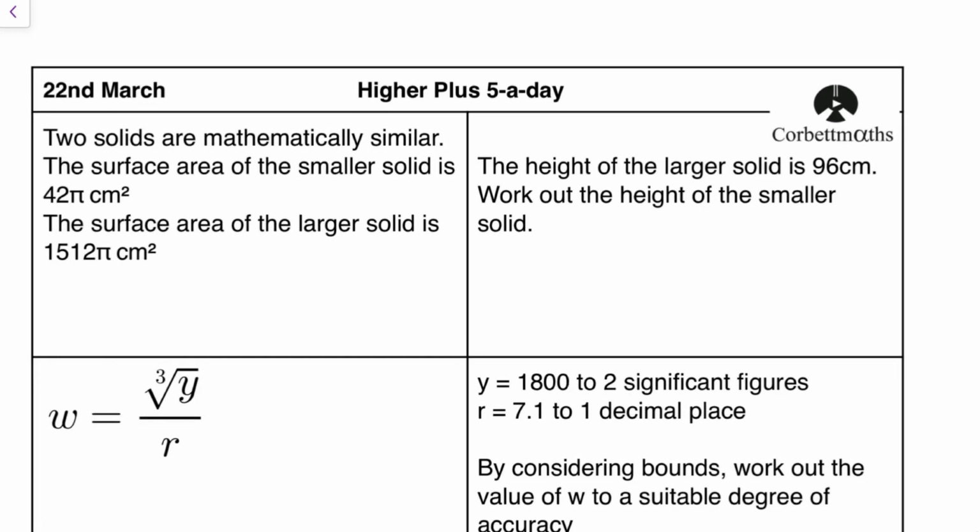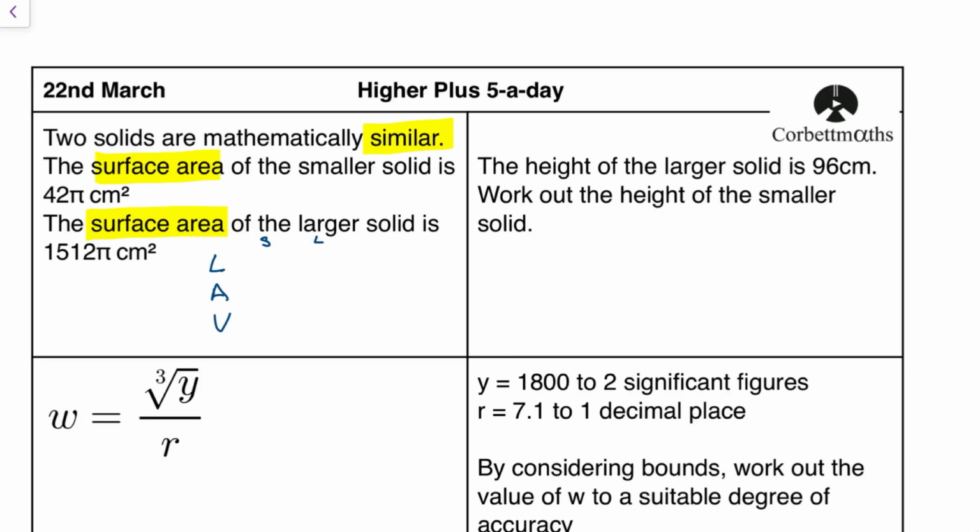What do we have? Two solids mathematically similar. Now, as soon as I see similar, I'm thinking, is it a similar triangles one, or is it, as this one is, surface areas and volumes and lengths? Well, it's going to be the surface area, volume, length one. So I'm going to think of my length, my area, and my volume. And I've got the small one, and I've got the large one over here.